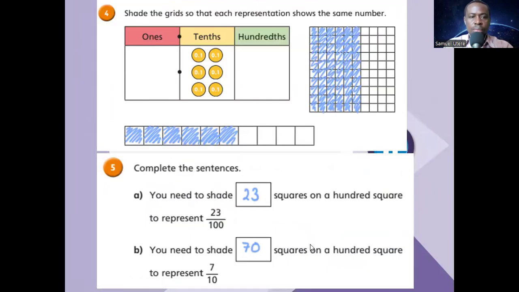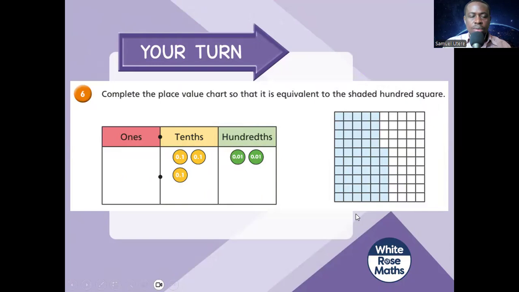Here you were asked to complete the sentence. You need to shade how many squares? So it was missing 23 squares on 100 square to represent 23 hundredths. And you need to shade 70 squares on 100 square to represent 7/10. Pause the video and answer question 6 in 2 minutes. Assuming you've paused the video and answered the questions, here are the answers. Let's discuss them.